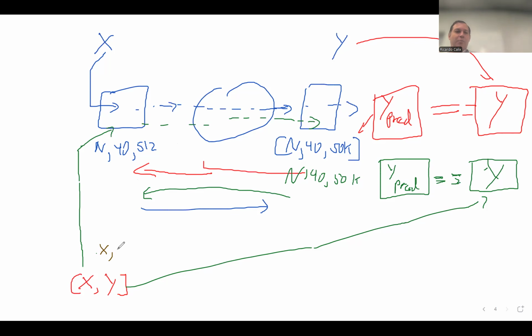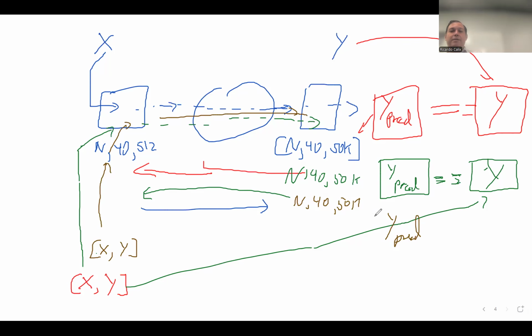You grab another book from Huck Finn or Shakespeare, another chunk of X and Y. Convert it into N by 40 by 512, goes in here. Transform it. N by 40 by 50K comes out. Right? That's your Y pred. Compare it to this Y. Minimize the error. Now, what would you expect after many iterations?